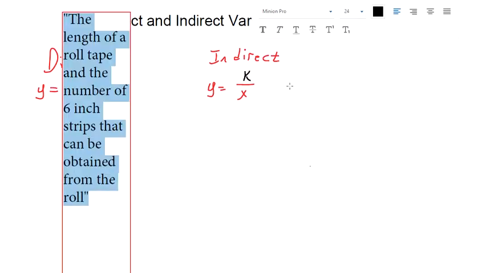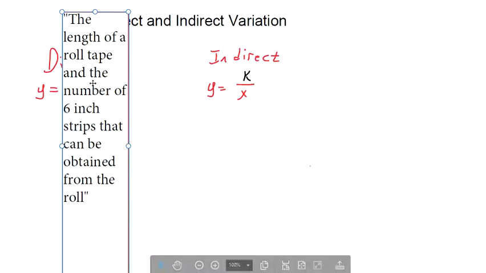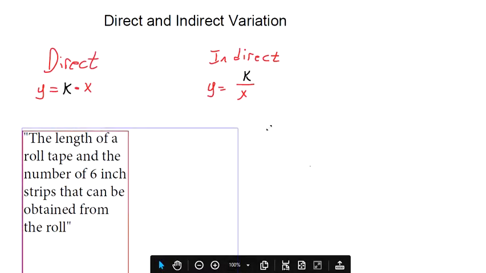Too small. Not a real Goldilocks moment. This one's too big, this is too small.